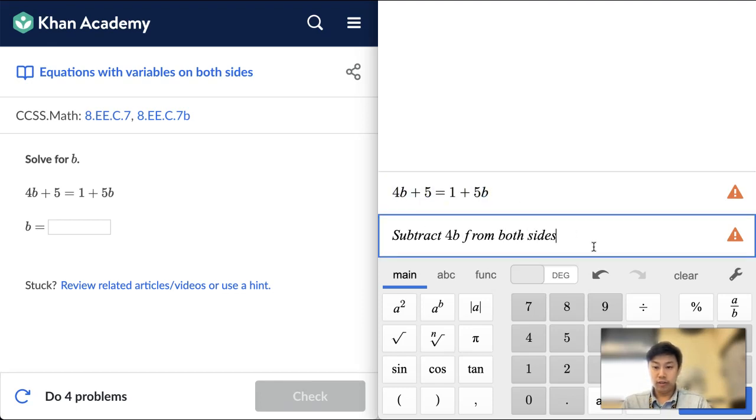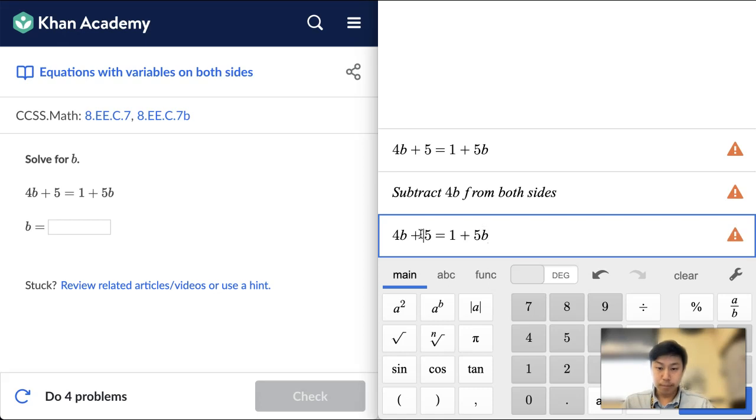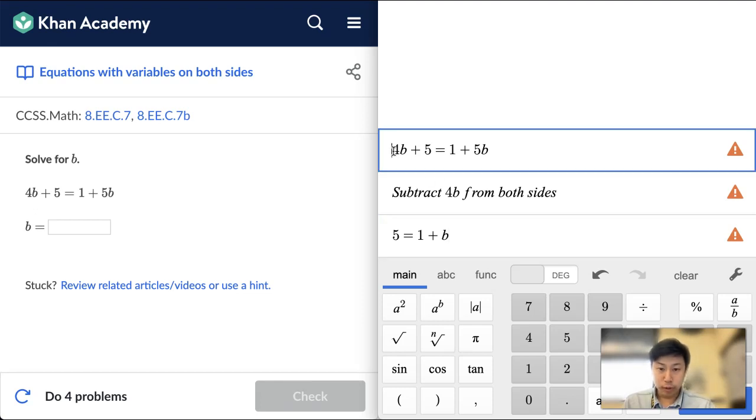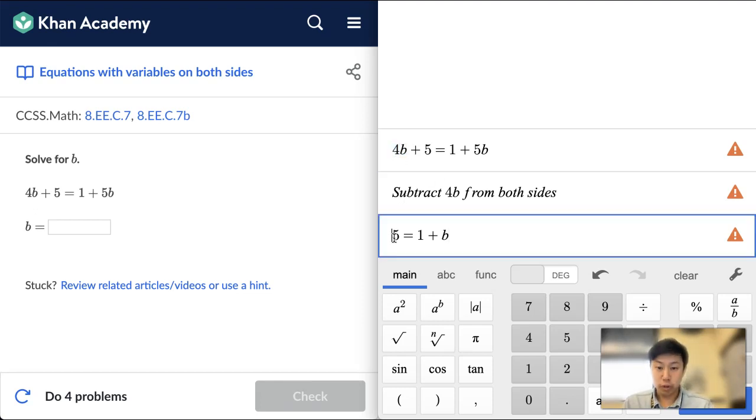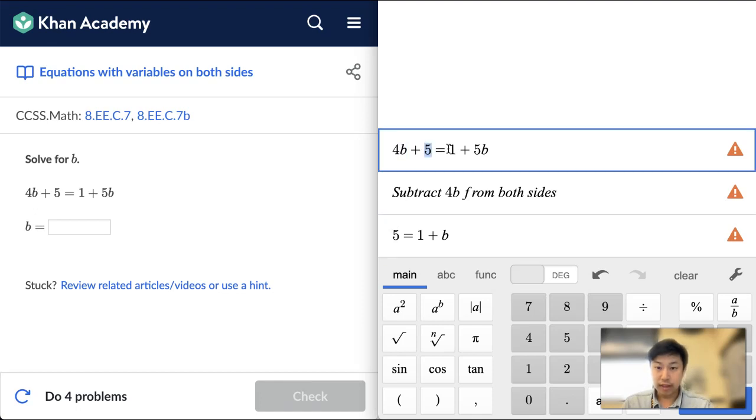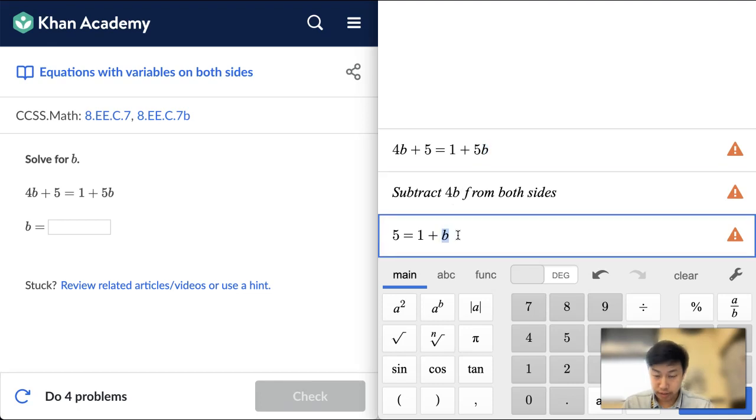It'll look like this, right? 4b minus 4b goes away. And then 5b minus 4b just turns into a 1b. So take your time with it. Pause the video if you need. I subtracted 4b from both sides. So 4b minus 4b goes away. You're left with 5, and then 1 plus 5b. The 5b minus 4b turns into a 1b. That's where that comes from.